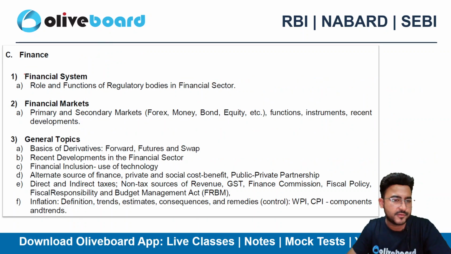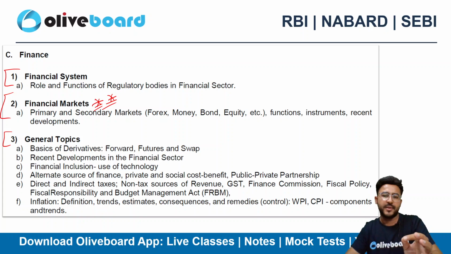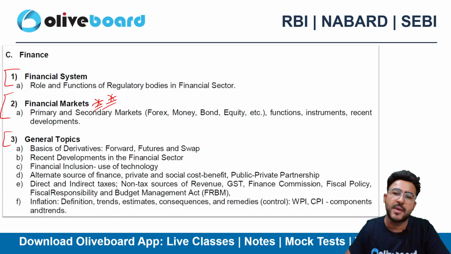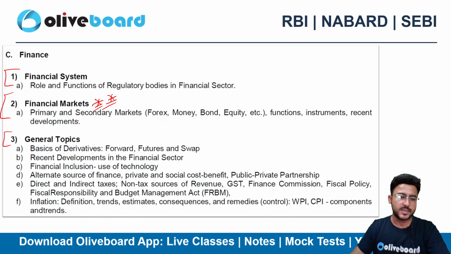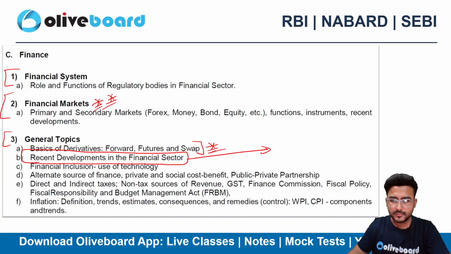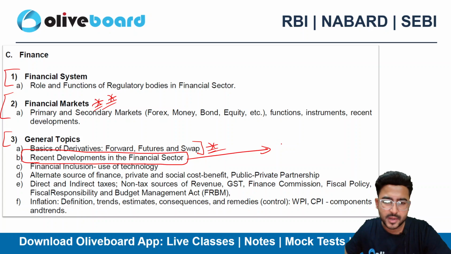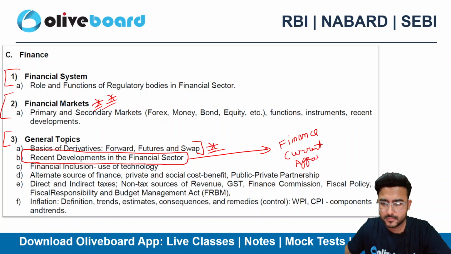If I talk about finance, your finance is divided into three parts: financial system, financial markets and your general topics. Financial markets will be the most important topic for this examination, both for PFRDA, both for SEBI examination. Apart from that, derivative is again a very important topic. You can see here recent developments in the financial sector. I can also say that from this particular part, you need to read finance current affairs, RBI circulars, SEBI circulars.